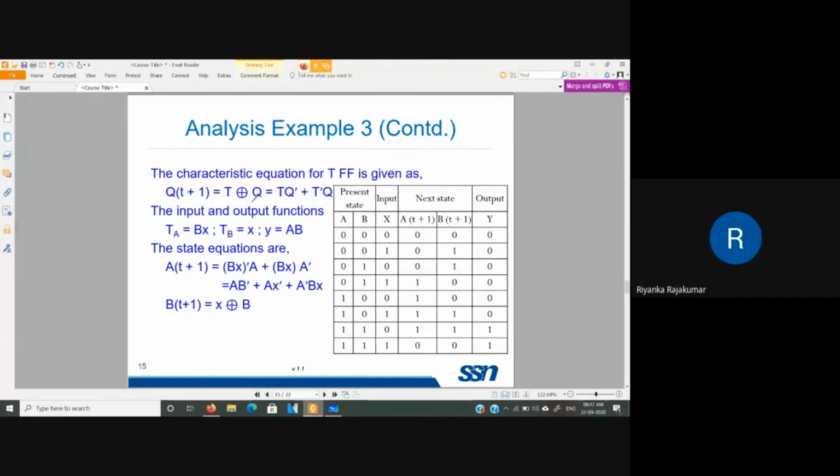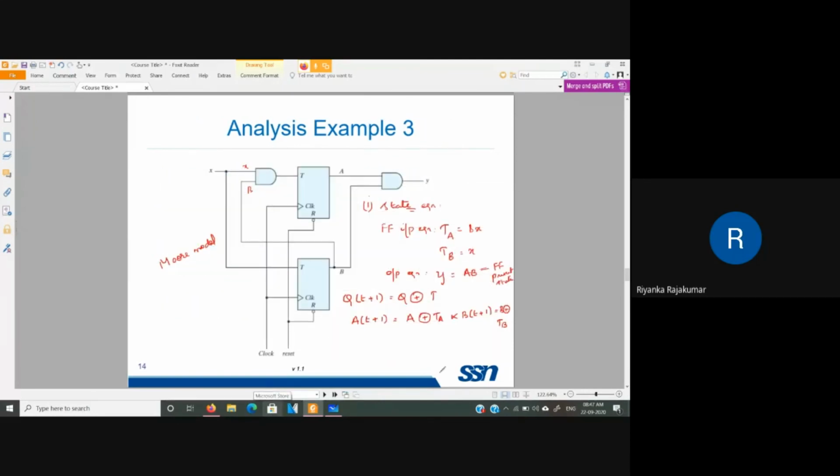Ma'am, 1 minute, can you go to the previous slide? Thank you. Will the diagram be given to you in the exam? Yes, if they ask for analysis, the diagram will be given. Wherever you are asked to analyze a circuit, the circuit will be given. With respect to the circuit only, you are going to do the analysis.